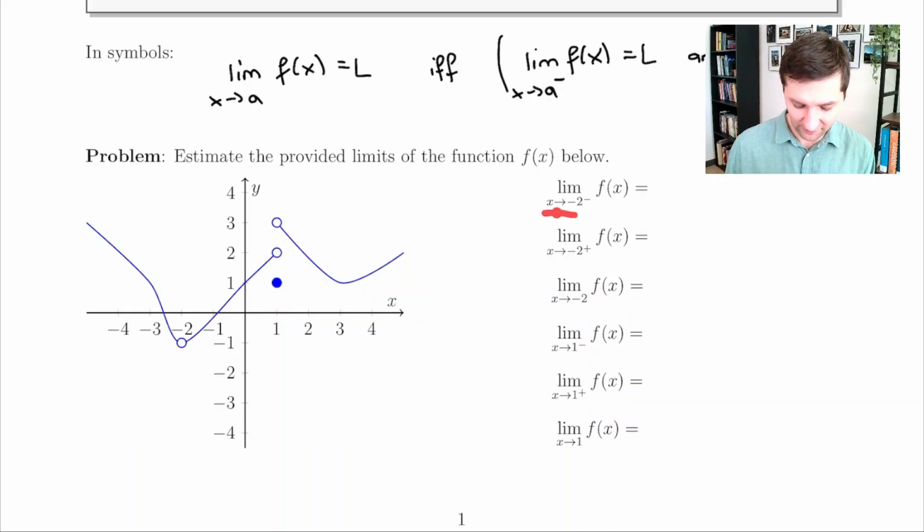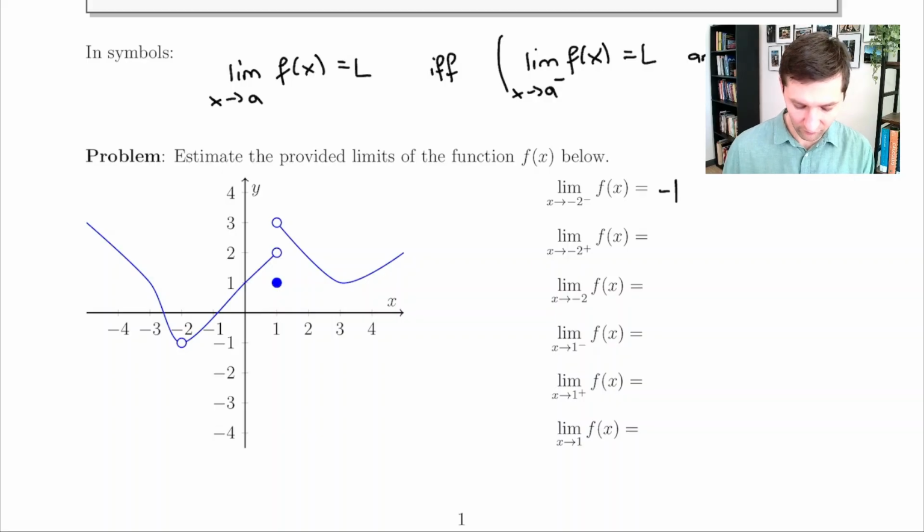First, we must find the limit as x approaches -2 from the left. I find -2 on the x-axis, I approach it from the left using the inputs, and I see that the outputs of my function get closer and closer to -1. So the limit, the left-hand limit, is -1.